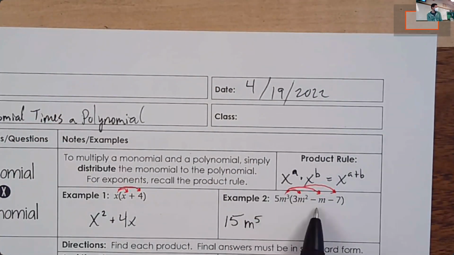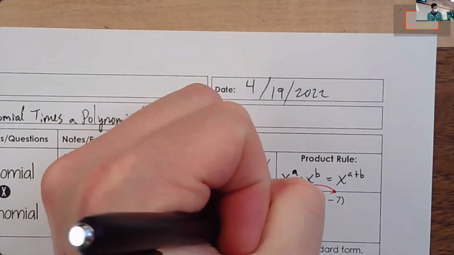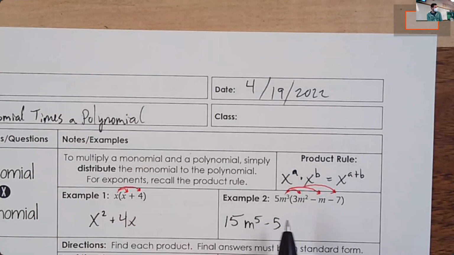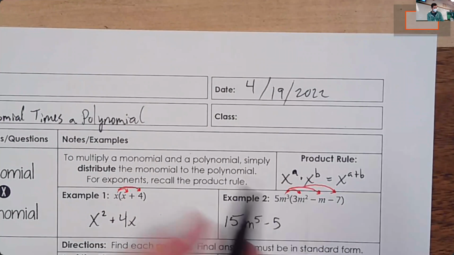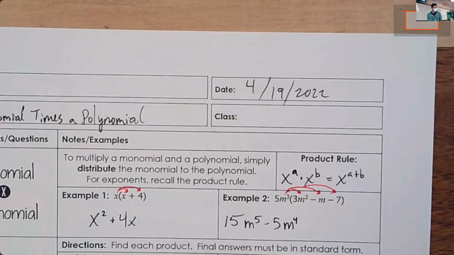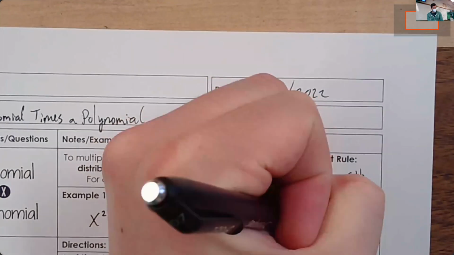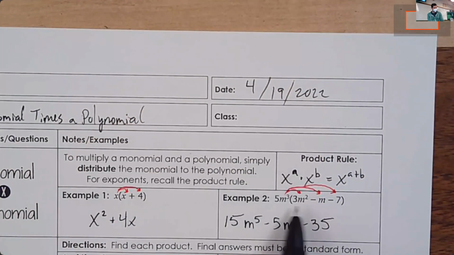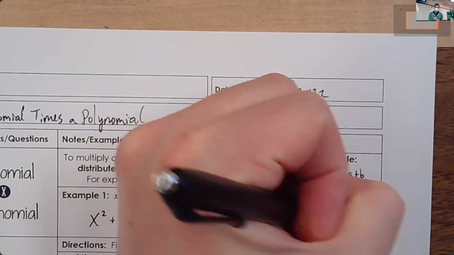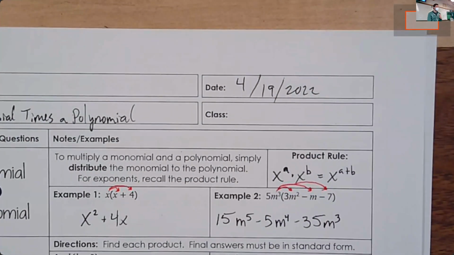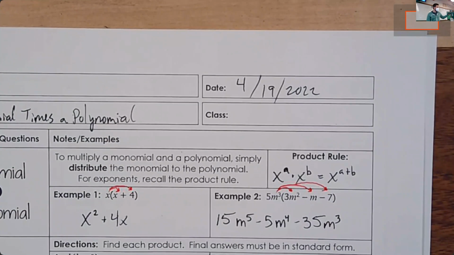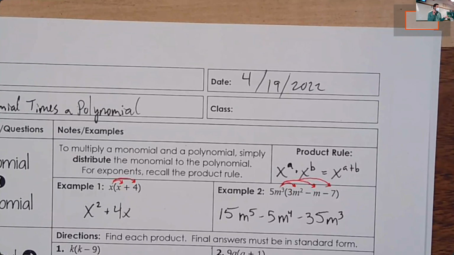5 times negative 1 is negative 5. So minus 5, m to the third power times m. 3 plus 1 is m to the fourth power. 5 times negative 7 is negative 35. And there was no m here, so we just bring the m to the third along with it. And that's our answer for example 2. So we're just using the distributive property to multiply by everything on the inside, and then we're using the product rule after that. Multiply the regular numbers, add the exponents that have the same variables, and that's it.